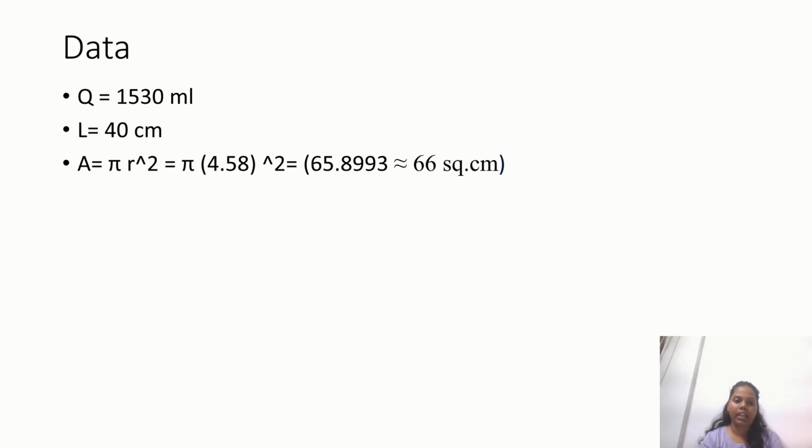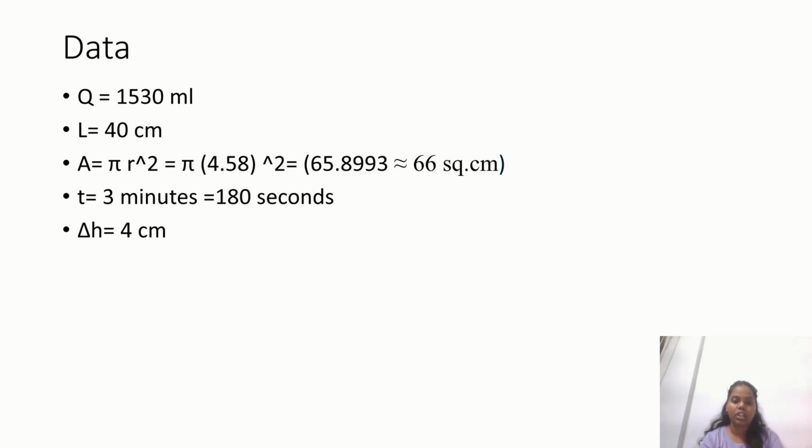So the data we collected for this experiment: Q measured was 1530 milliliters. L, the sample length, is 40 centimeters. A is the area of cross section, which comes up to 66 square centimeters. T is the time interval. Over here we have taken 3 minutes, which when converted into seconds gives us 180 seconds.